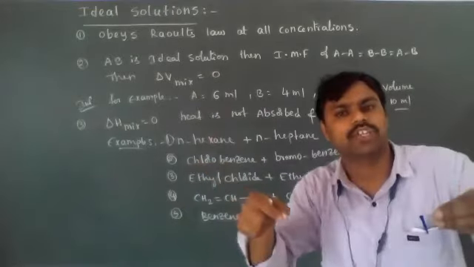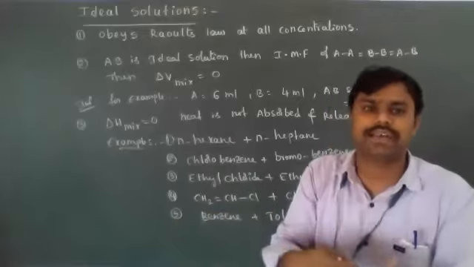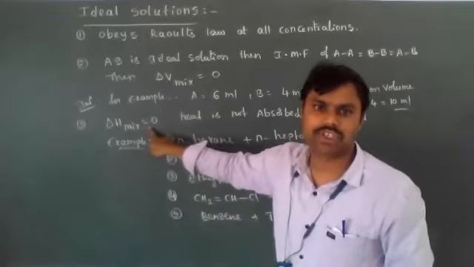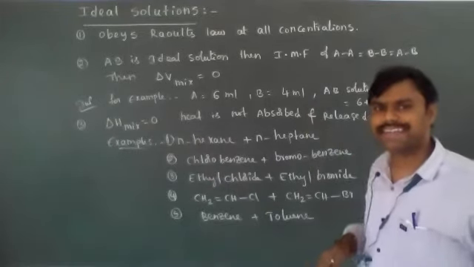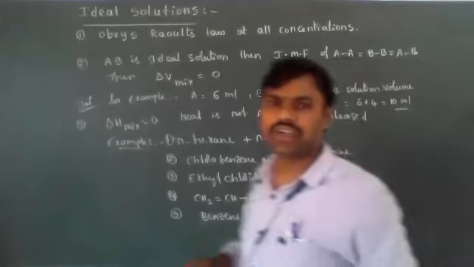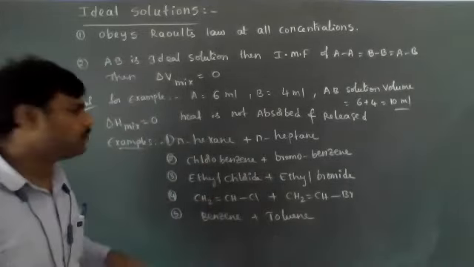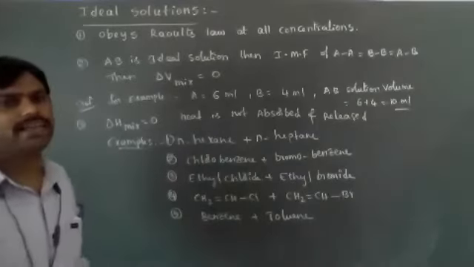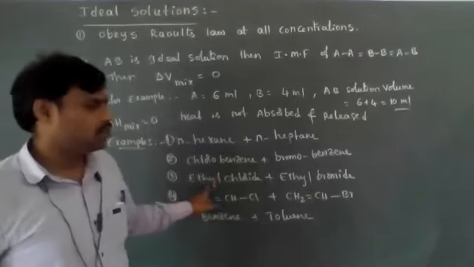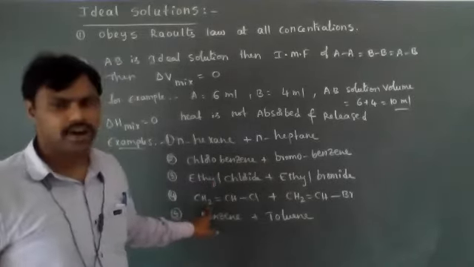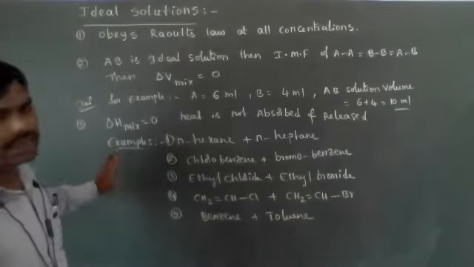During the formation of ideal solutions, heat is not released, meaning it is not an exothermic process and not an endothermic process. That's why delta H mixture is equal to 0. What kind of solute and solvent generally form ideal solutions? When the nature of solute and solvent are similar and their molecular size is also similar, they easily form ideal solutions. Examples of ideal solutions are n-hexane and n-heptane, chlorobenzene and bromobenzene, ethyl chloride and ethyl bromide, ethylene chloride and ethylene bromide, and benzene and toluene.